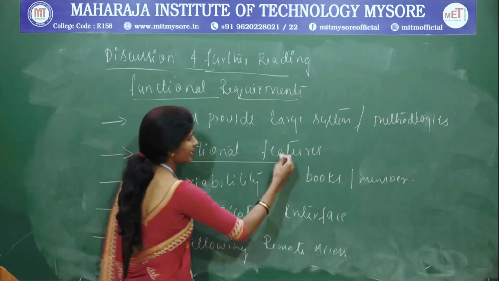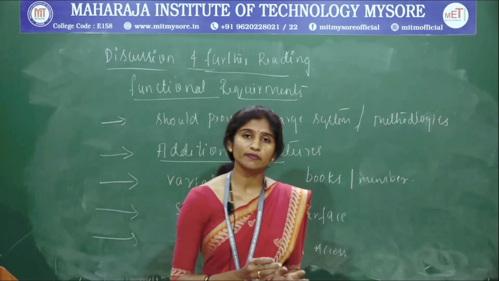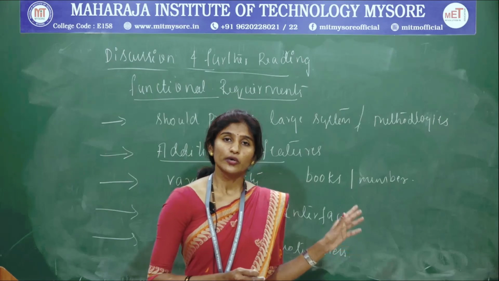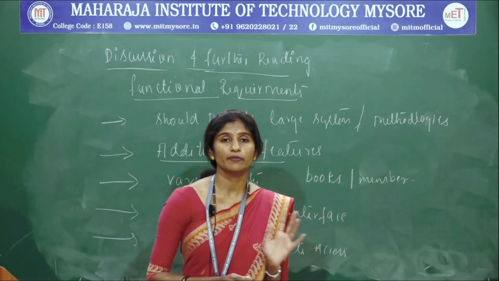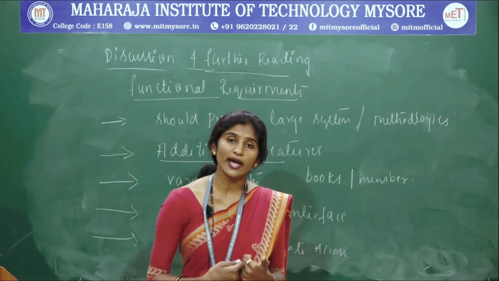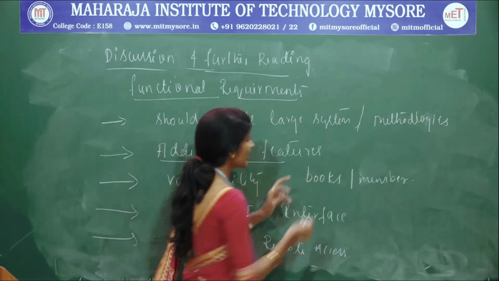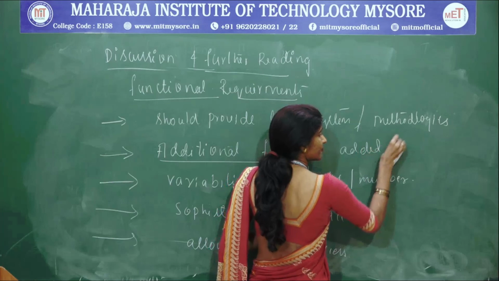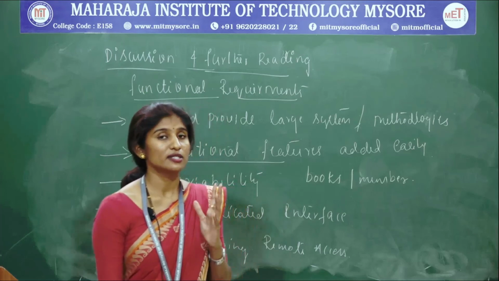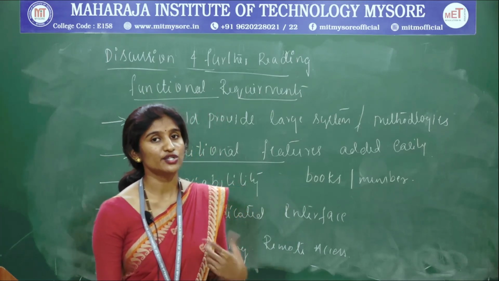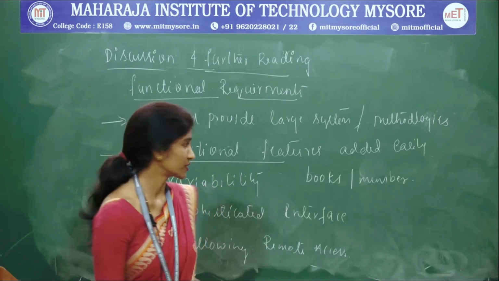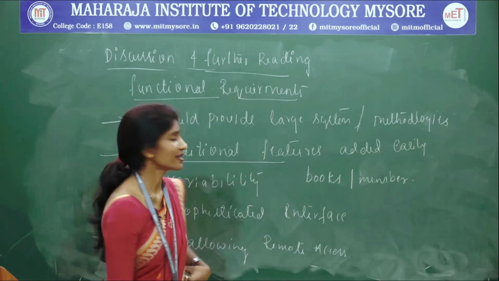In the second one, that is add additional features. If you want to add features other than the library case study we have considered, we have considered only the business processes, the important processes that can take place in the library system, and only that we have concentrated on. If you want additional features, they can be added easily. It should be added easily. So you need to consider adding additional features more easily without any complexity. You should be able to add things. So that you need to consider in functional requirements.